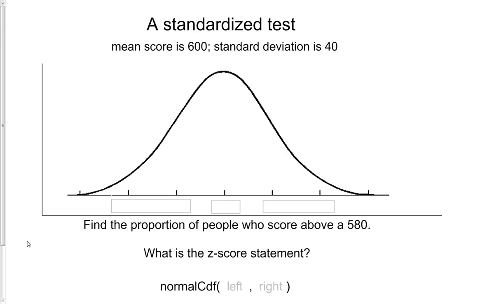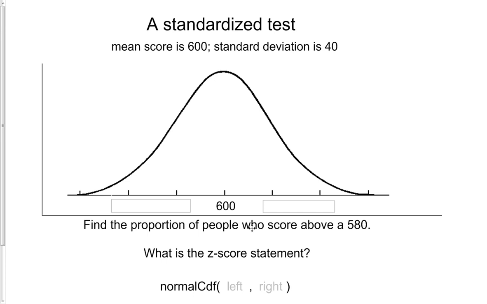Moving on, let's look at an example kind of like the standardized test example from before. So now our mean score is 600, our standard deviation is 40, and we want to find the proportion of people who scored above a 580. Well, first let's go ahead and draw our picture because that will help us with the sketching and help us have a better idea of what we're actually doing.